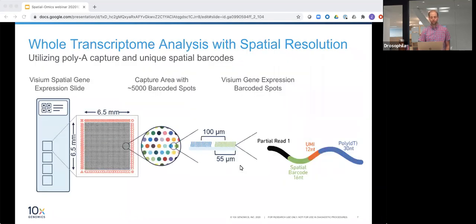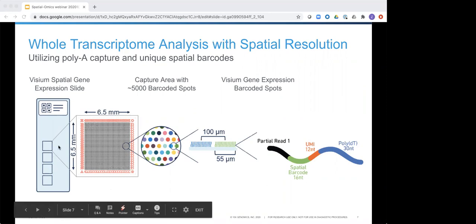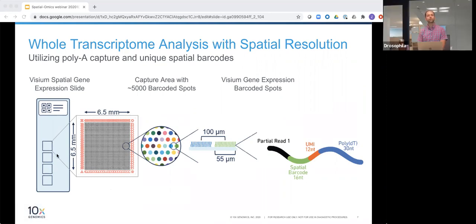So what does a Visium slide look like? If you look here, you have your Visium slide. You guys can see my cursor, right? Yes, we do see. Okay, good. So you can see the 4 capture areas on these slides.